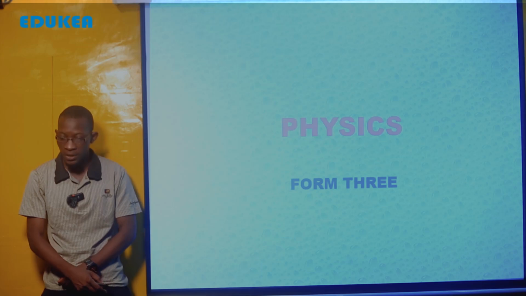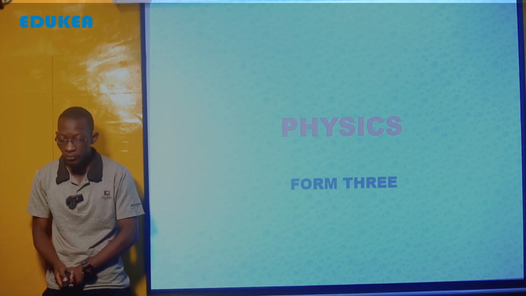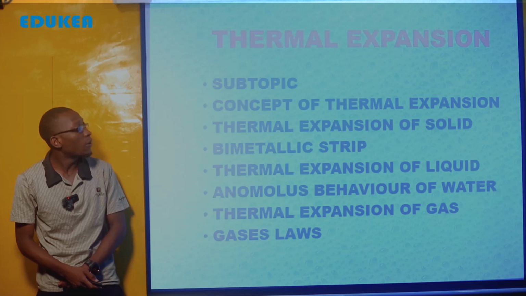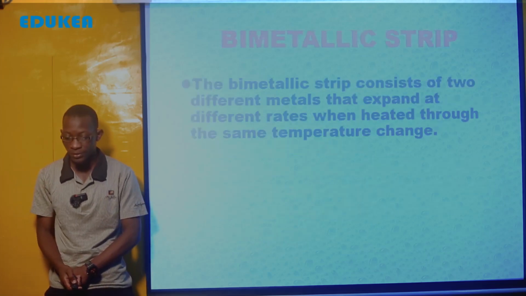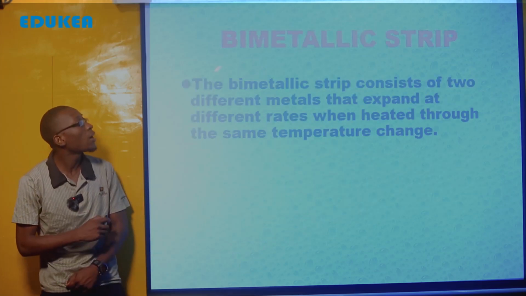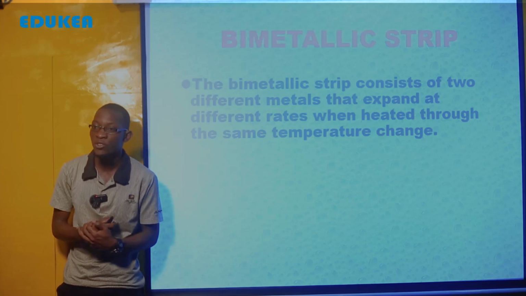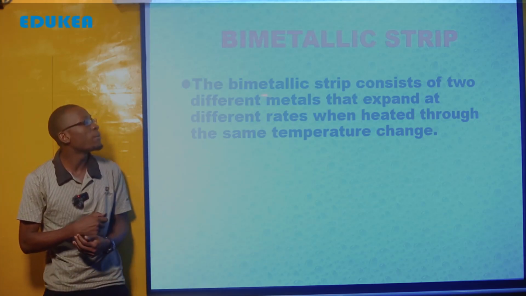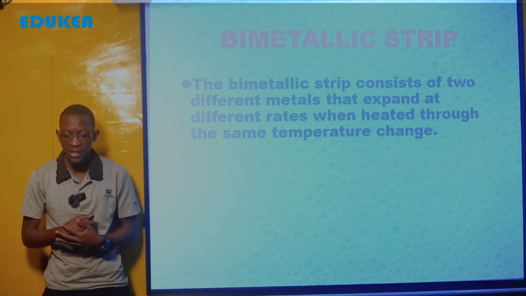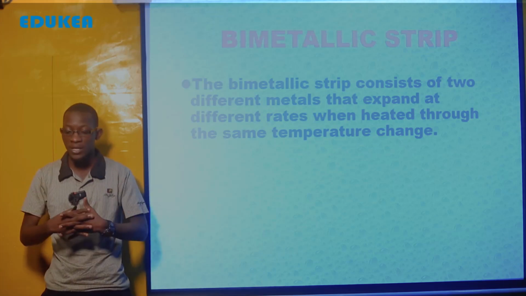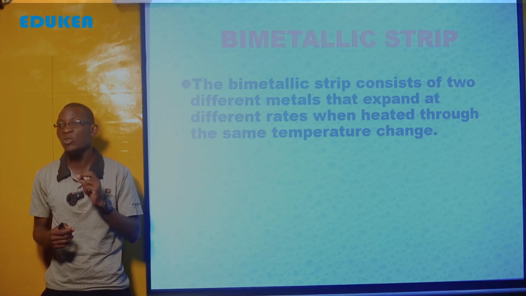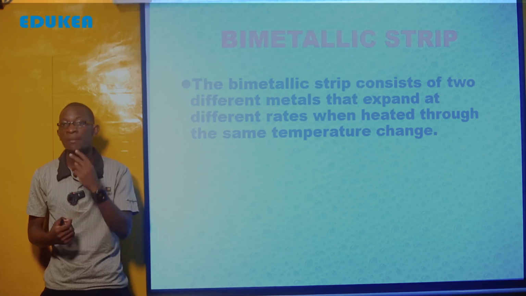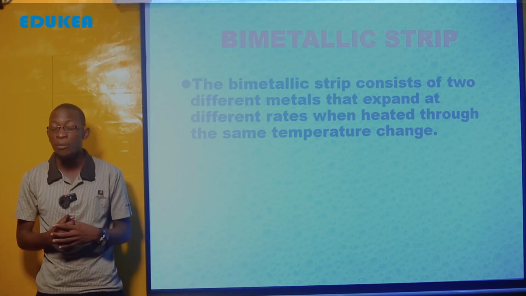We are proceeding with our subtopic from thermal expansions, about the bimetallic strips. So here we are dealing with the bimetallic strip. What does it mean? The bimetallic strip consists of different metals. Bimetallic strips, hiki ni kifaa ambacho chenyewe consists of two different metals, metals zaidi ya metal mbili tofauti.